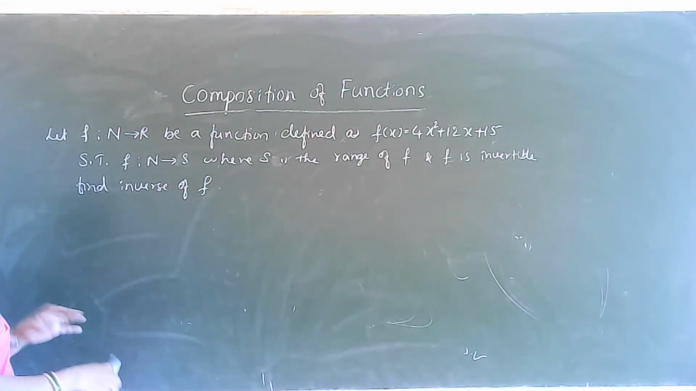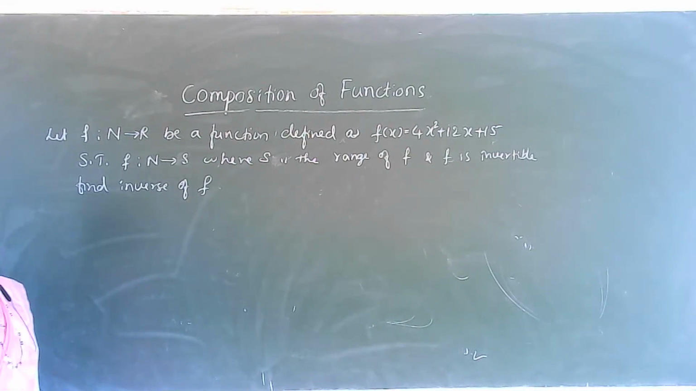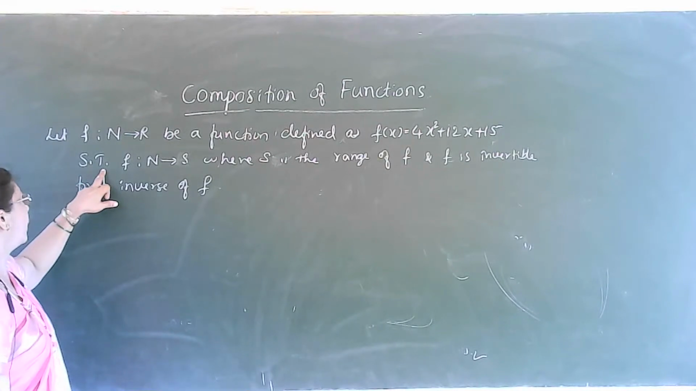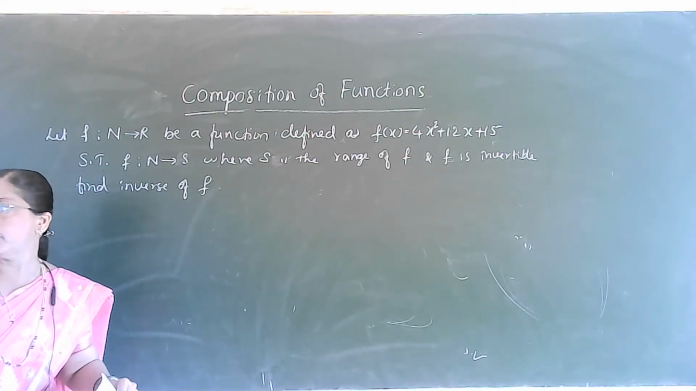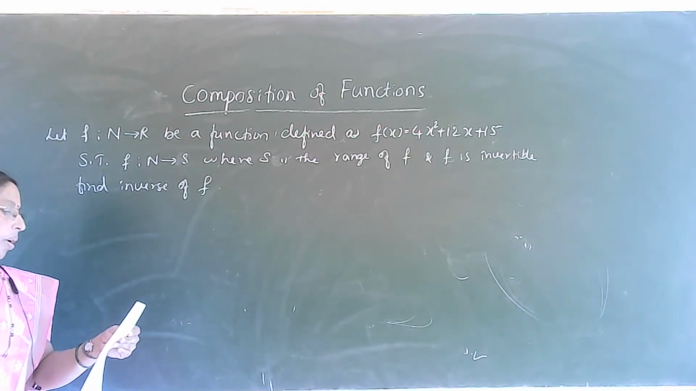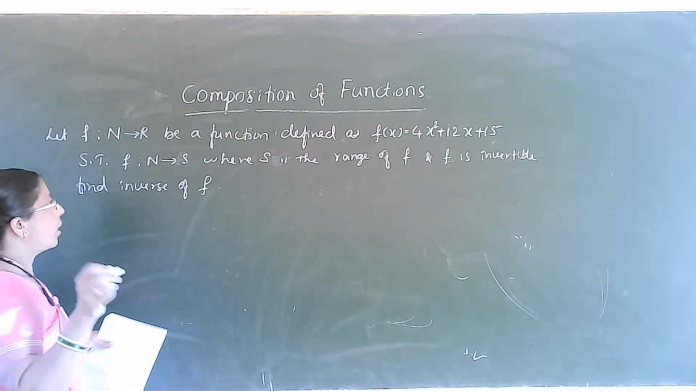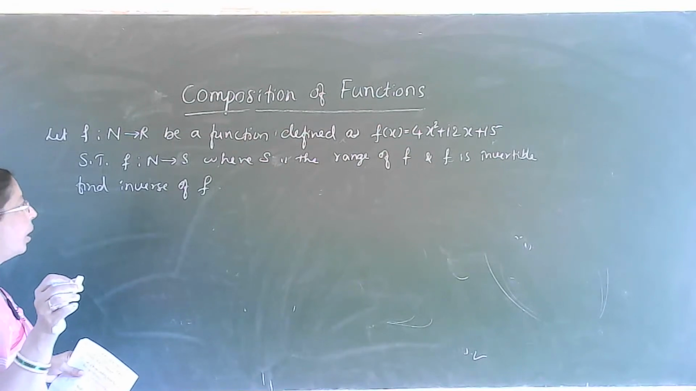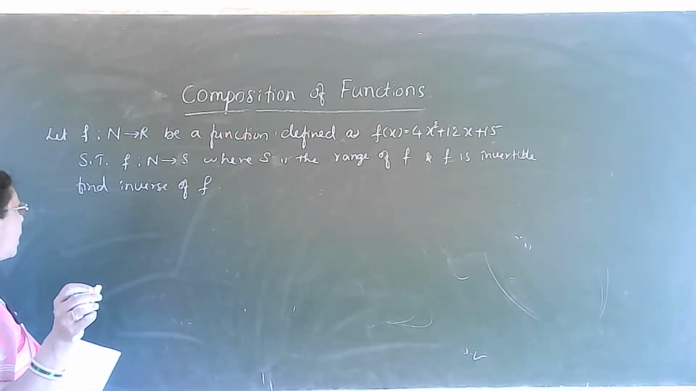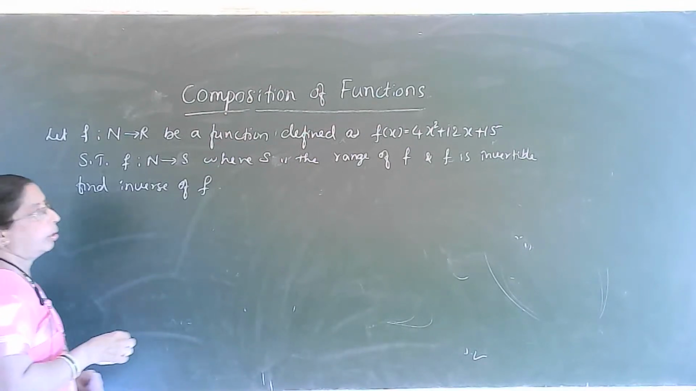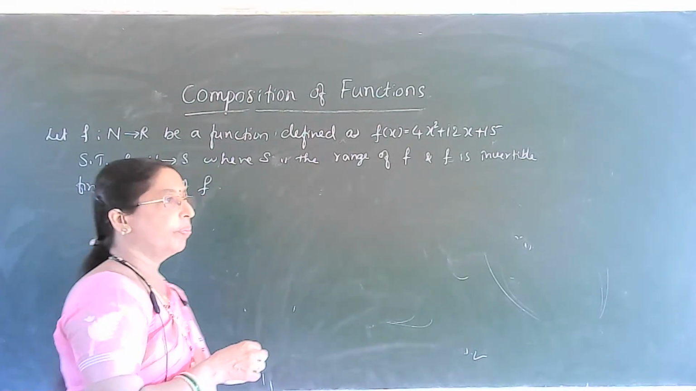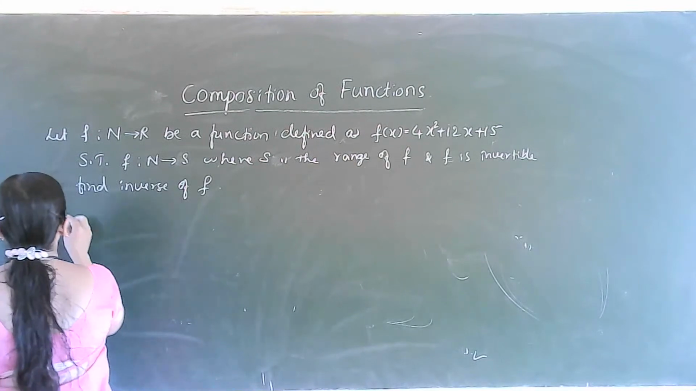f is a function from N to R defined as f of x equal to 4x square plus 12x plus 15. Show that f is a function from N to S, where S is the range of f. f is invertible and find the inverse of f. I prove invertibility by the first method.